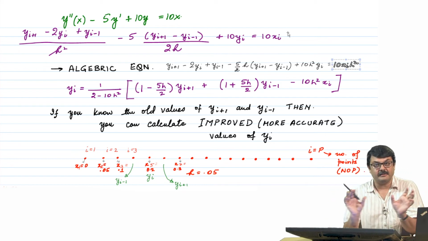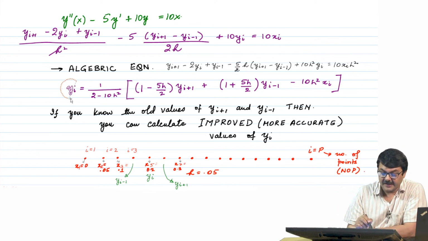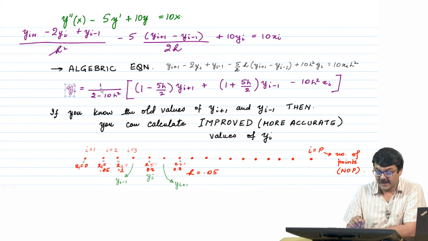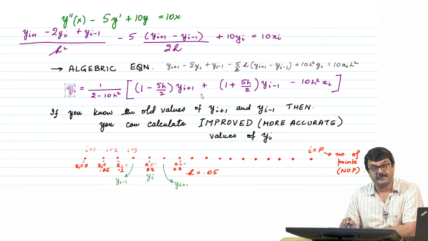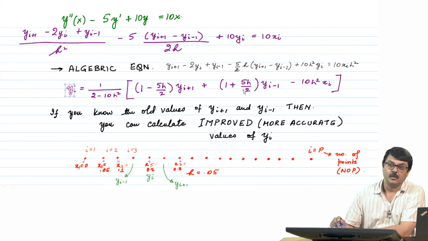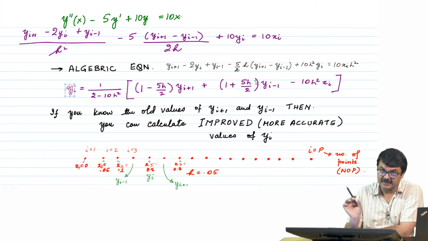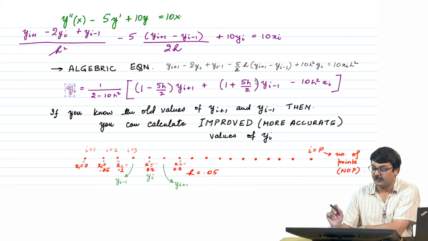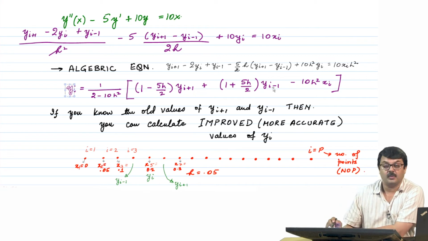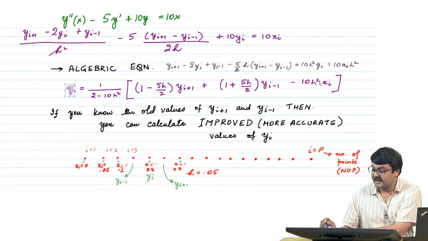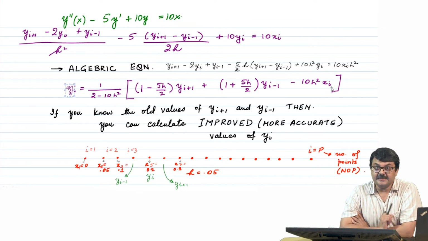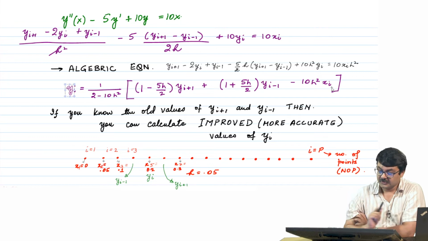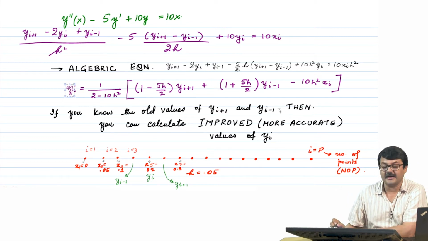And now you can rearrange the terms and you can write y I as 1 by (2 minus 10 h square) times [(1 minus 5 h by 2) y I plus 1 plus (1 plus 5 h by 2) y I minus 1 minus 10 h square x I], where h is this distance between grid points, dx if you like. What is the message? If somehow you knew the value of y I plus 1 and y I minus 1.